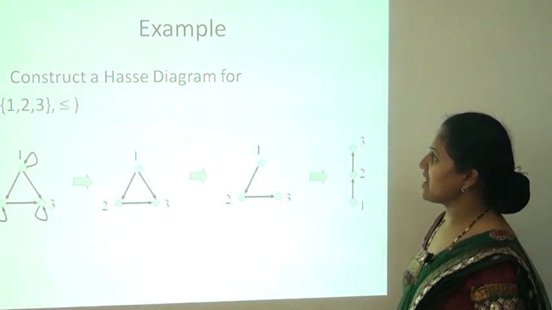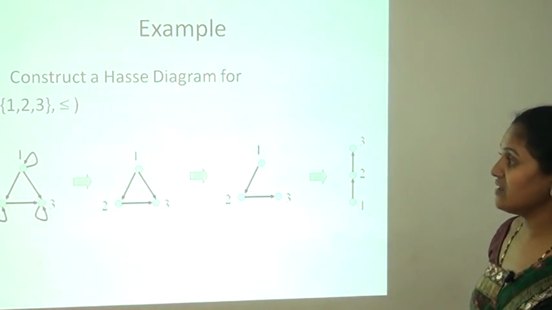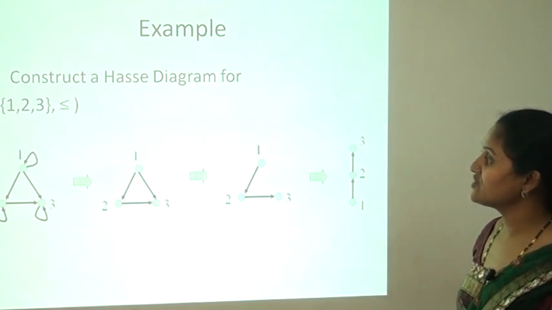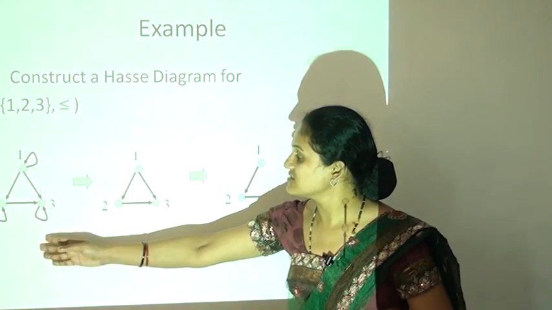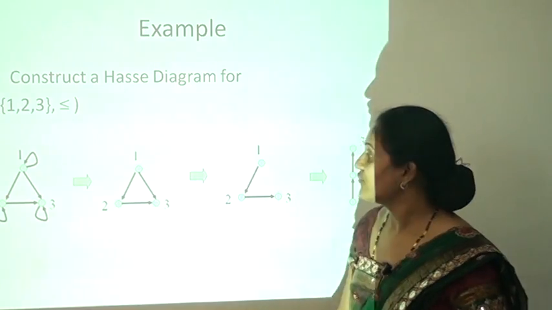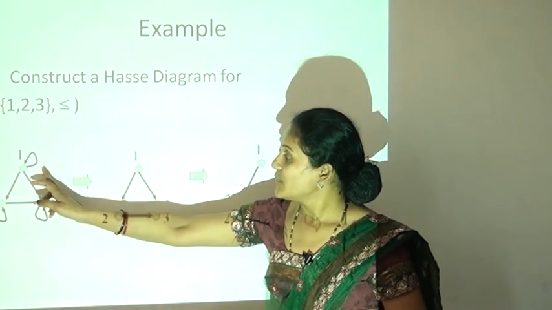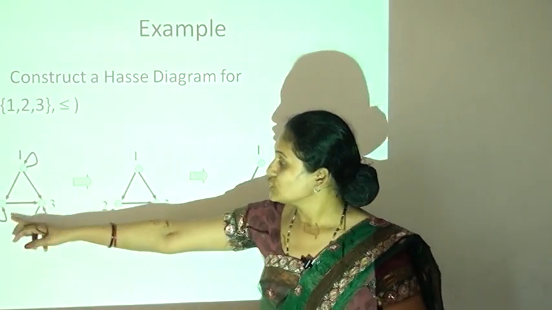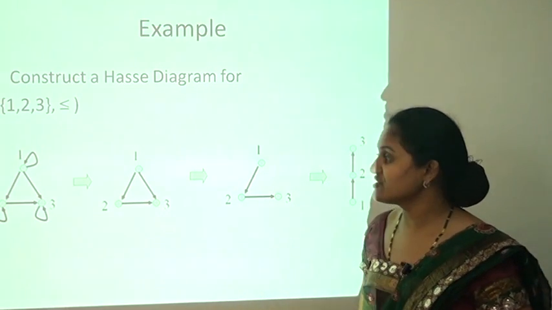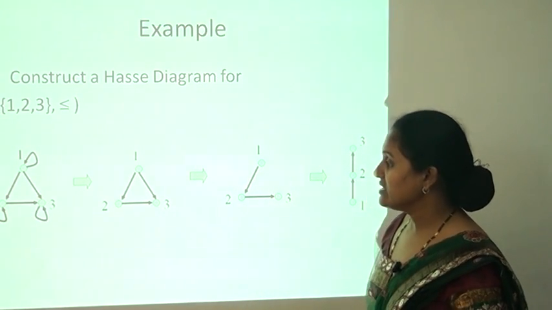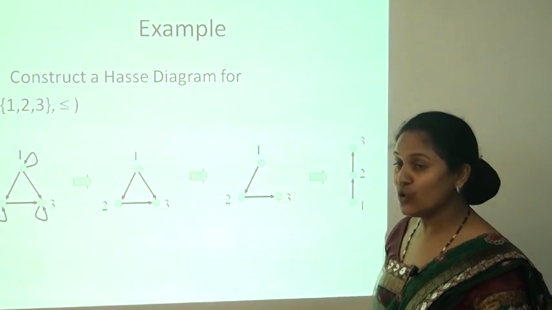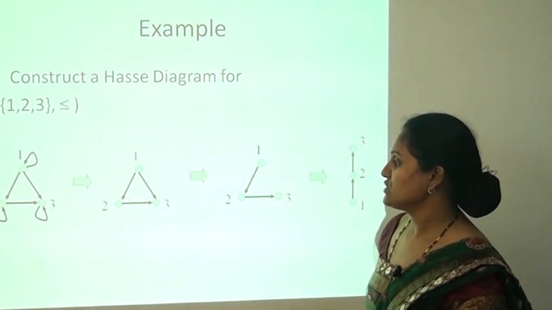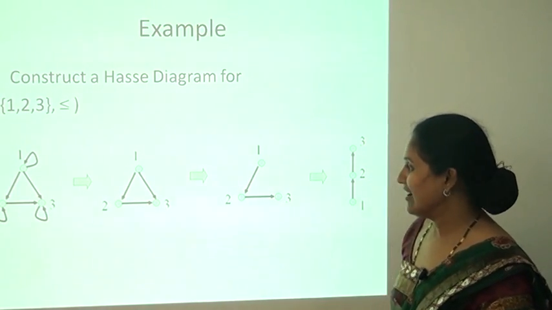So this is an example. Construct a Hasse diagram for {1, 2, 3}, where less than or equal to is the relation for the poset. This is the first diagram, the graph with the loops. Here we have the reflexive property: 1, 2 and 3 all have the loop condition. So according to our first step, remove all the loops. This is the second graph of 1, 2, 3.